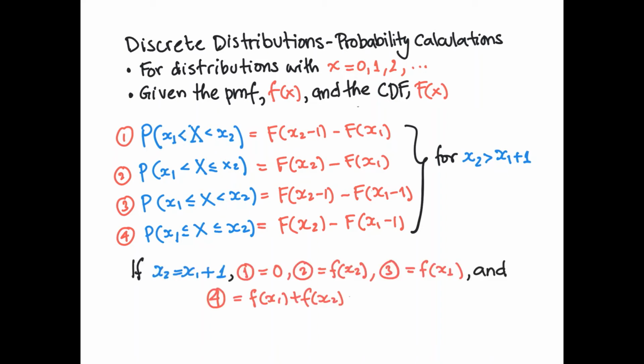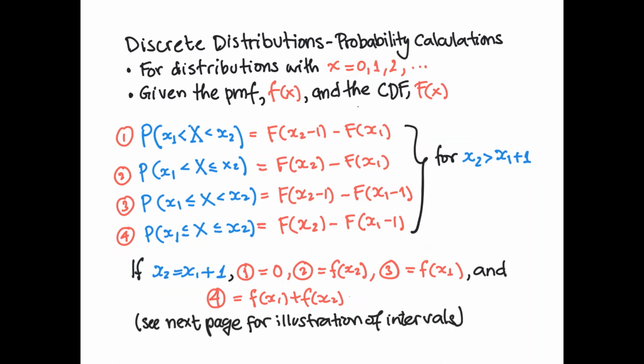This is for the case when x2 is greater than 1 from x1, and this is for random variables that go 0, 1, 2, and so on. If x2 is just x1 plus 1, that means the next one, the first case is 0, the second one is f of x2, the third one is f of x1, and the fourth one is the sum of the probability mass function of the two of them.